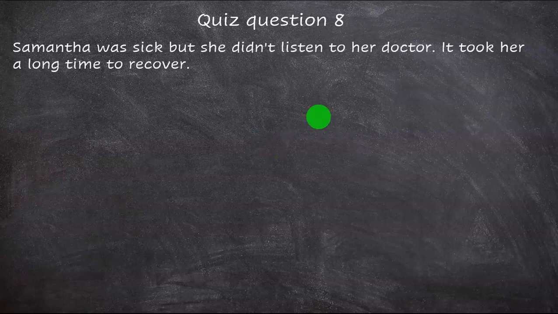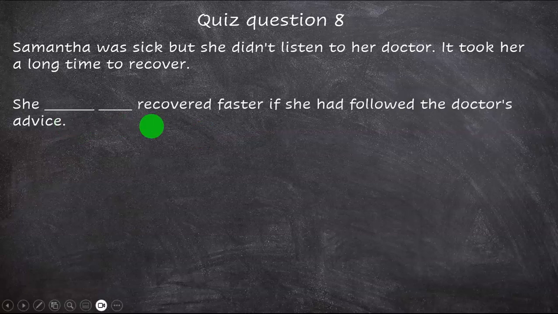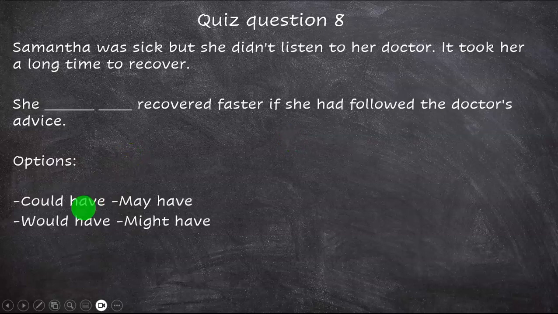Samantha was sick, but she didn't listen to her doctor. It took her a long time to recover. She dash dash recovered faster if she had followed her doctor's advice. Your choices are could have, may have, would have, might have. Your 5 seconds start.